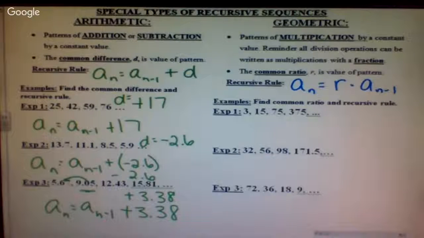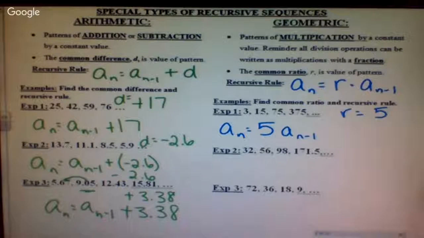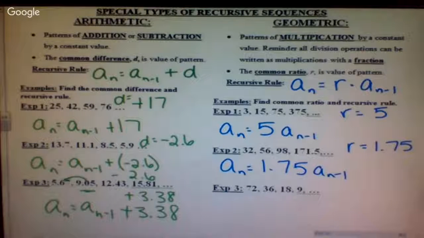So, example number 1. What did you tell me my pattern was? Times 5. So R equals 5, and A sub n equals 5 times A sub n minus 1. Whatever you're multiplying by just goes straight in front of your previous term. What about example number 2? 1.75 is my R value. So A sub n equals 1.75 times A sub n minus 1.